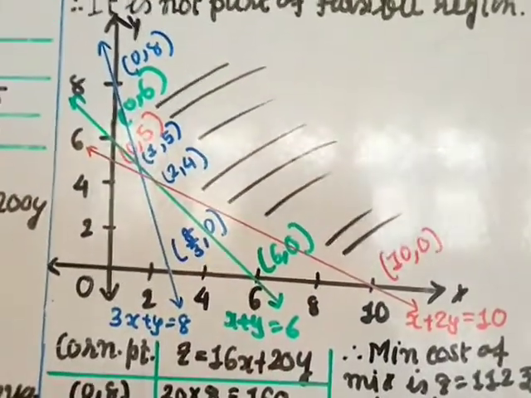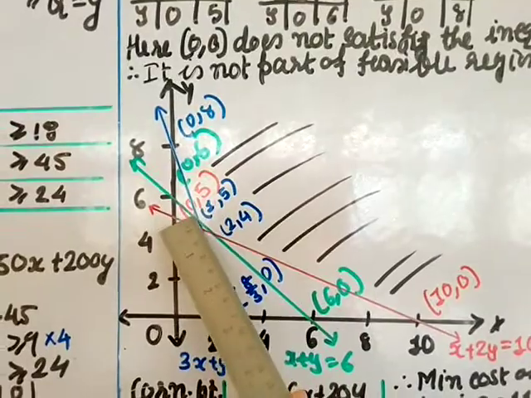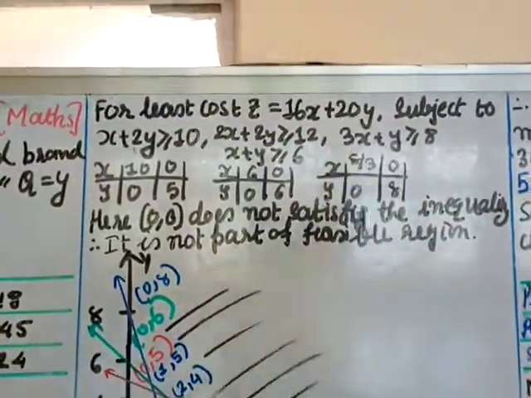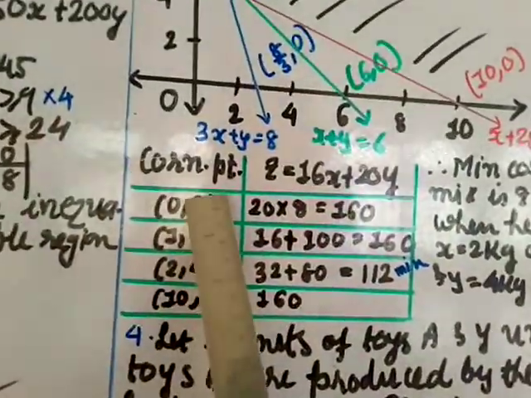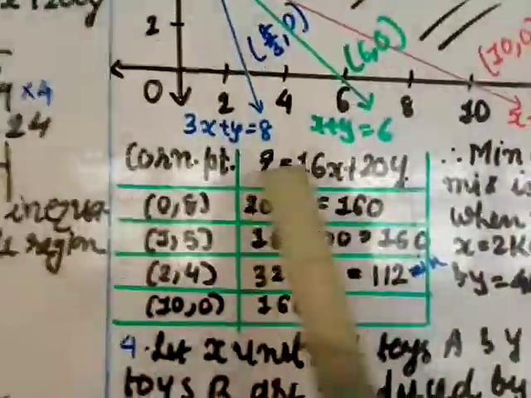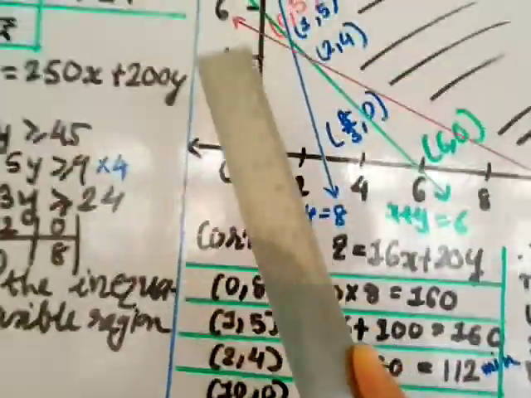So now we have got the 4 corner points, 1, 2, 3 and 4, and we find where the value of z is minimum. So I write the corner points and z value, this equation. This is called objective function. I am writing that objective function here. Then first I am taking 0, 8.